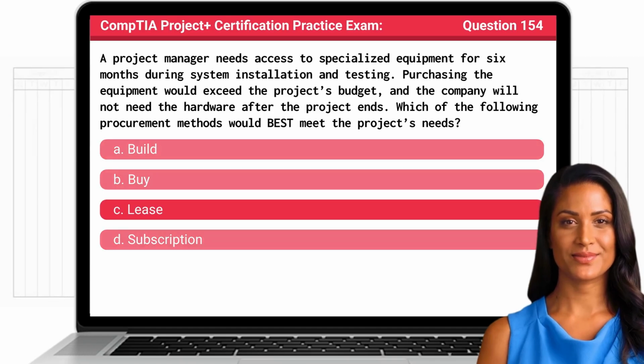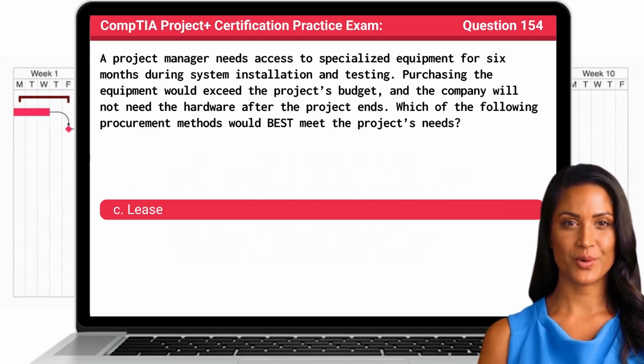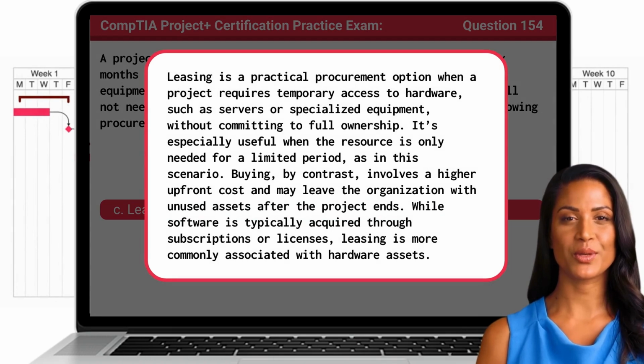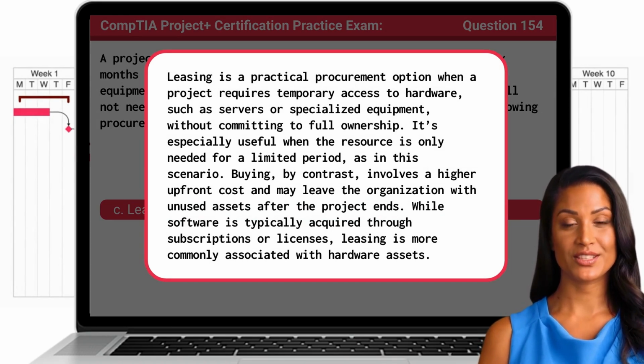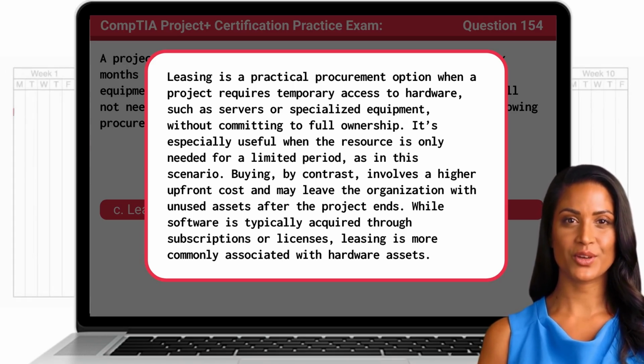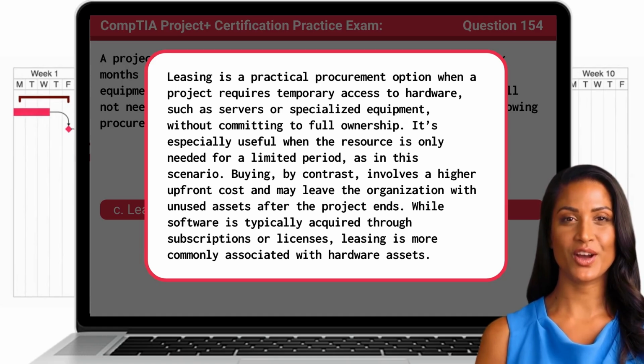The answer is C. Leasing is a practical procurement option when a project requires temporary access to hardware, such as servers or specialized equipment, without committing to full ownership. It's especially useful when the resource is only needed for a limited period, as in this scenario. Buying, by contrast, involves a higher upfront cost and may leave the organization with unused assets after the project ends. While software is typically acquired through subscriptions or licenses, leasing is more commonly associated with hardware assets.